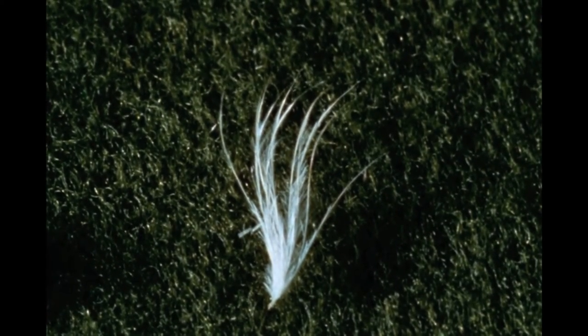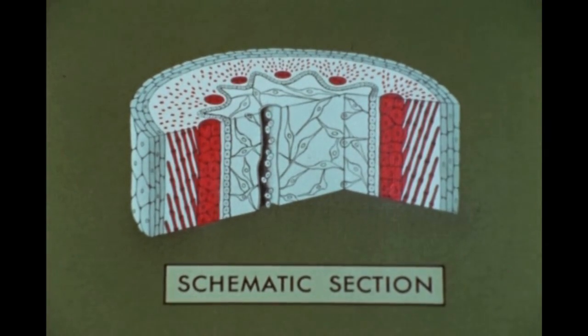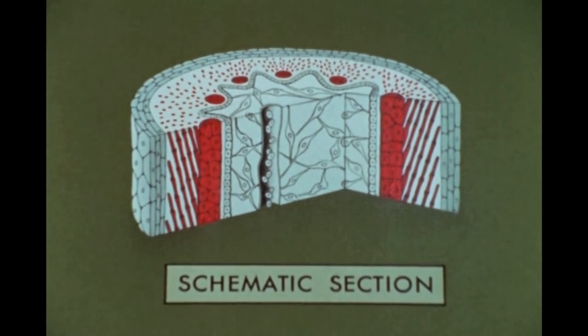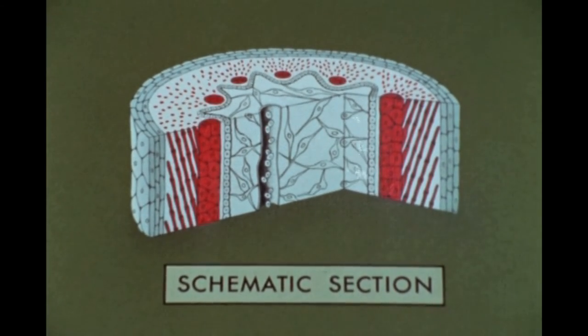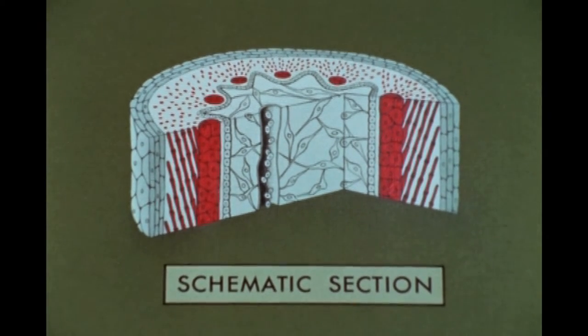As the feather becomes fully differentiated, the mesodermal core dries up and retracts, and cells of the cortex not incorporated into barbs or barbules die and disappear. Finally, only the cells of the barbs and barbules remain, shown here in red. These dying cells become filled with keratin, a fibrous protein which is impervious to water when it hardens.